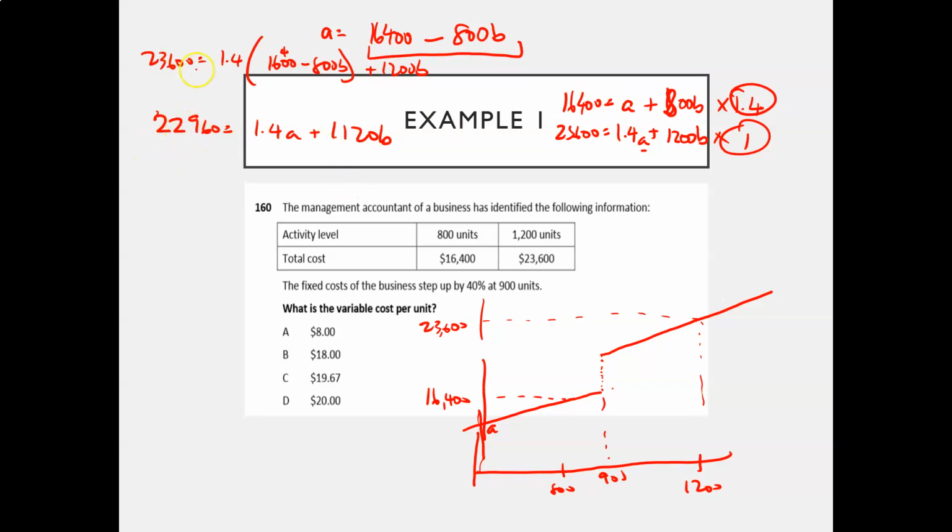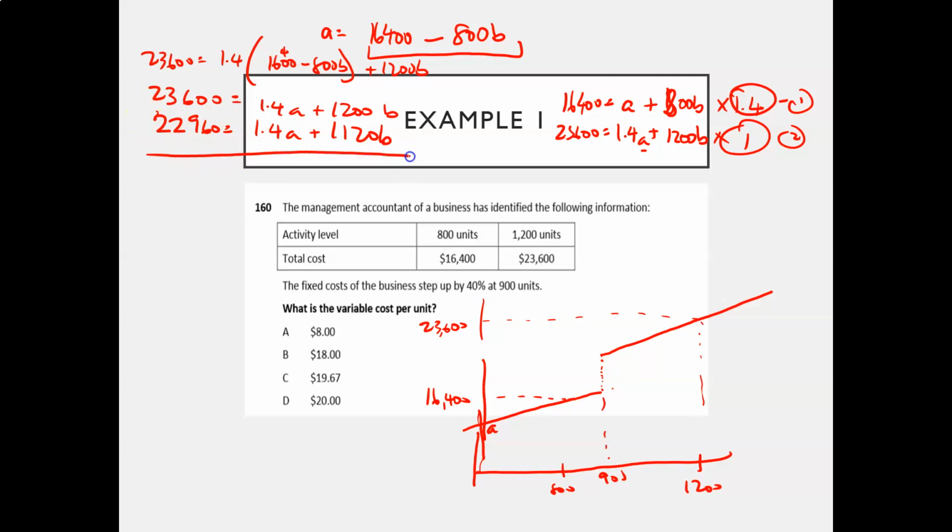And then, of course, I now have the other equation. So this is equation 1, and I'll call this equation 2. But equation 2 is bigger, so I'll put that on top. 23,600 is equal to 1.4a plus 1,200b. Right? And so I have these two equations, equation 1 and 2.